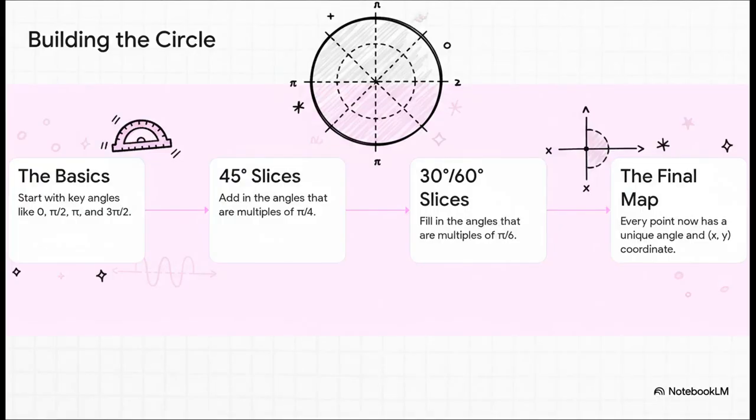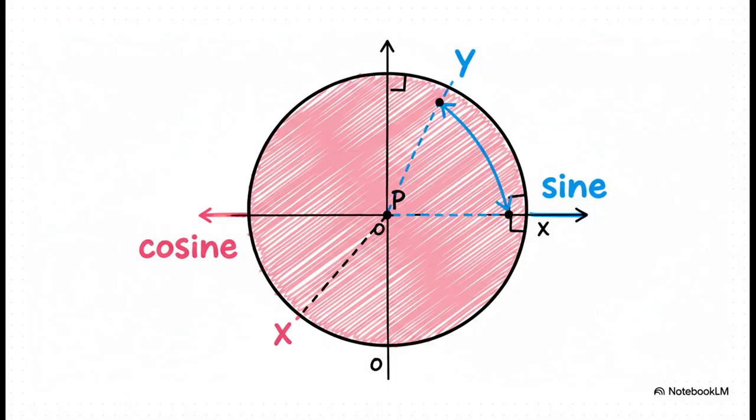So how do we build this map? Well, we start with the easy stuff, the cardinal points, 0, 90, 180 degrees, and so on. Then we slice the circle up into 45-degree angles, then we fill in the 30 and 60-degree angles. And just like that, the whole circle is filled with these key points, and every single one has its own unique angle and its own coordinate address. And here it is. This is the secret code. For any angle you pick on that circle, the cosine is just the x-coordinate, and the sine, that's the y-coordinate. It's that simple. They're not just some abstract functions. They are the literal, physical address of a point on this map.